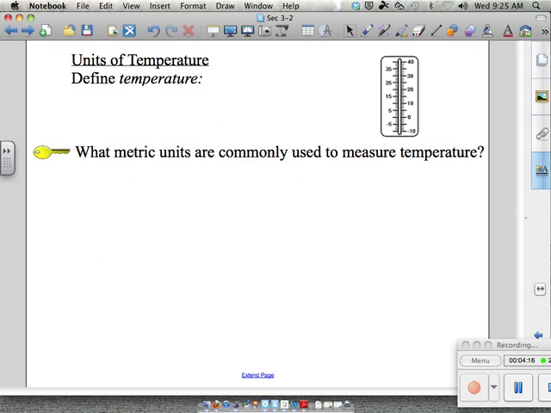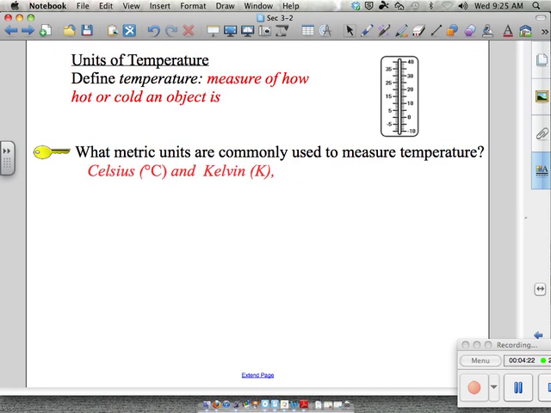Temperature is defined as how hot or how cold an object is. And in the metric system, we have 2 units. One you're pretty familiar with, this degrees Celsius. And there's also a unit that's called a Kelvin. It's not a degree, but we'll talk more about why we use kelvins in a little bit.